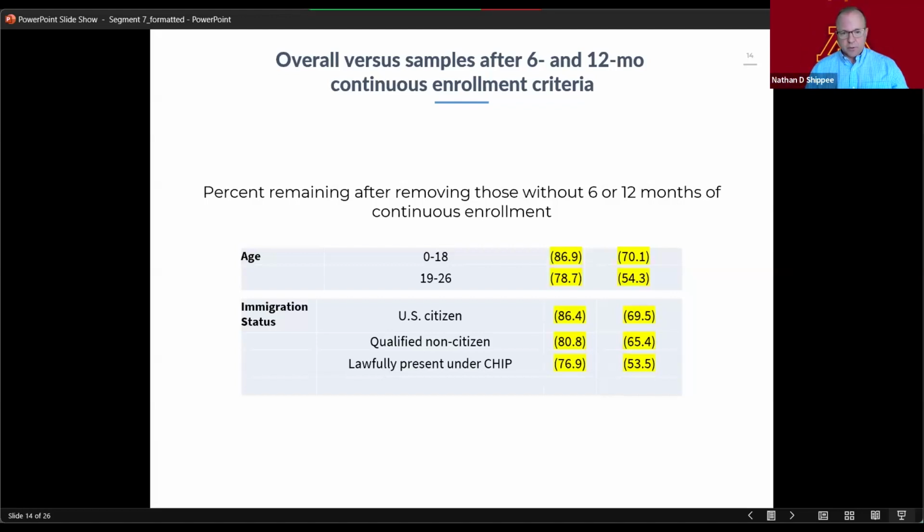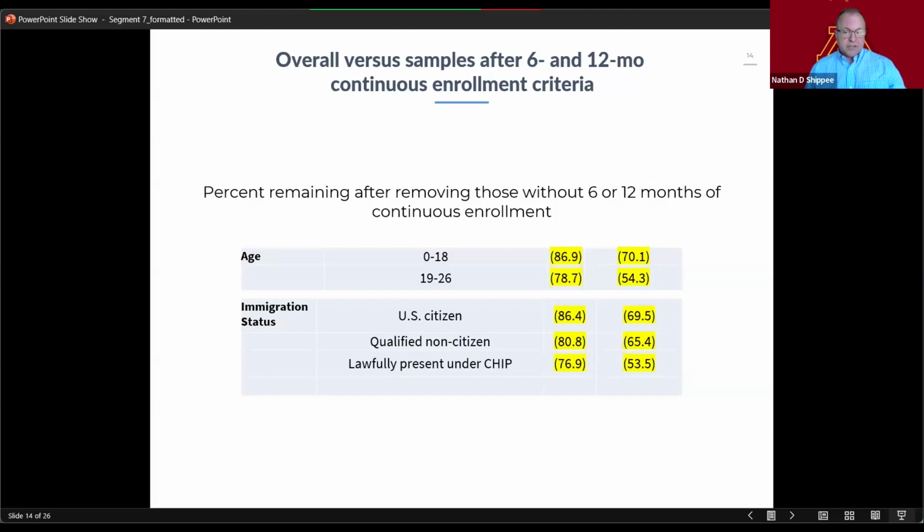The left yellow highlighted column is the 6-month criterion, and of course you lose more if you apply a 12-month criterion. You can see, if you've got 18 and under, you keep about 86%, or if it's 12 months continuous enrollment, you keep 70% of your sample. That goes down to 78% or 79% at 6 months, needing at least 6 months continuous enrollment, or down to 54% in that young adult age group.